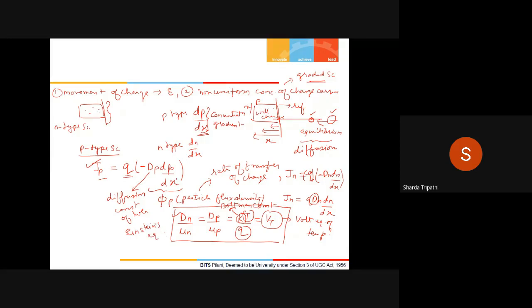So this was in the case where you do not have any applied electric field. Now say if you have an applied electric field also. Remember, we are talking about graded semiconductors. In a graded semiconductor, if you apply an electric field, there will be two components of the current density. One will be because of the concentration gradient and the other will be because of the presence of the electric field.